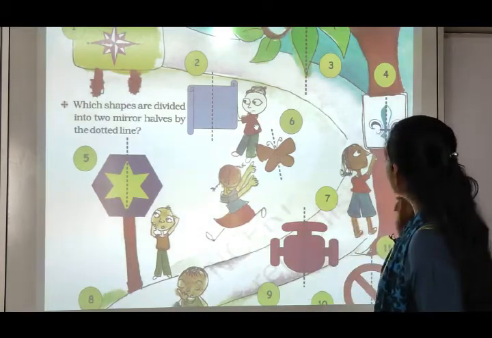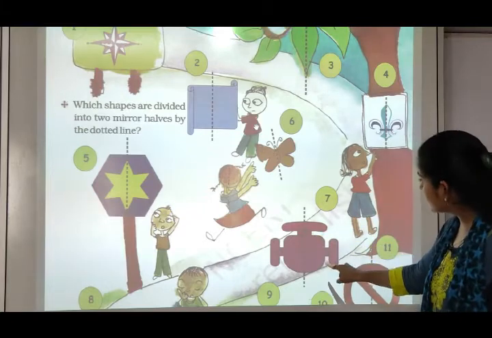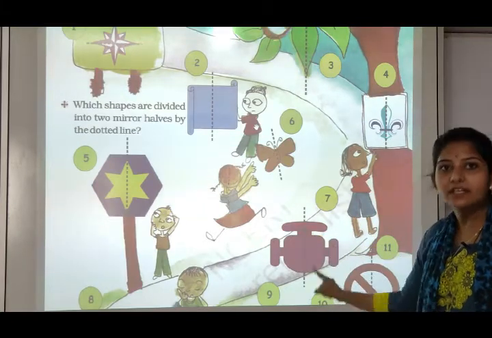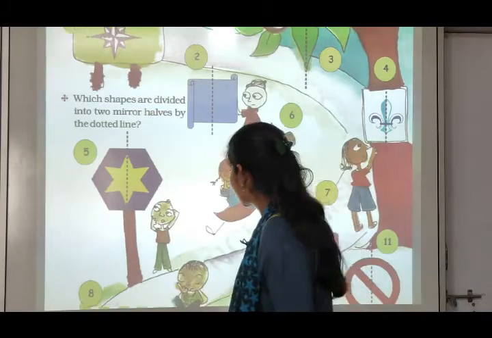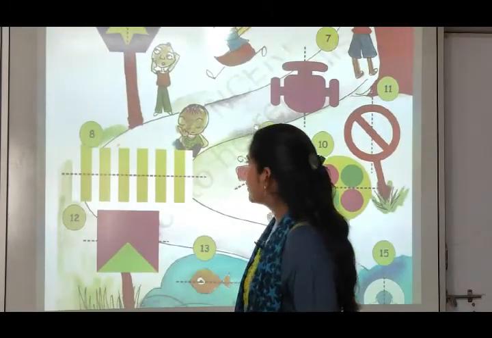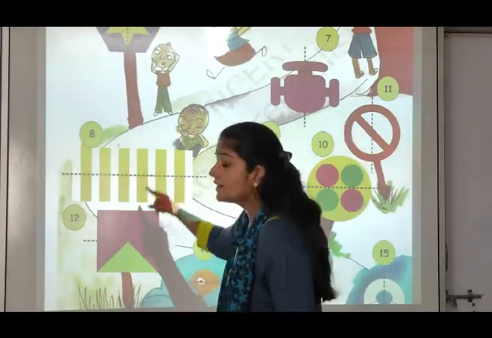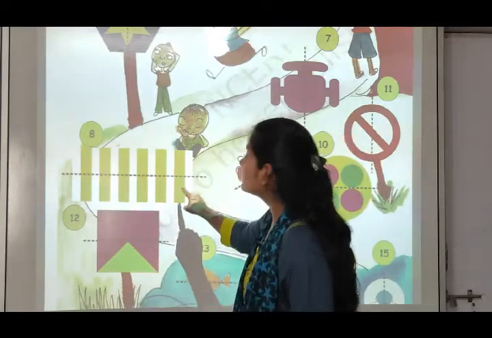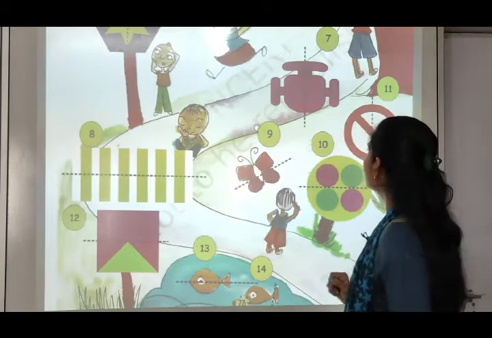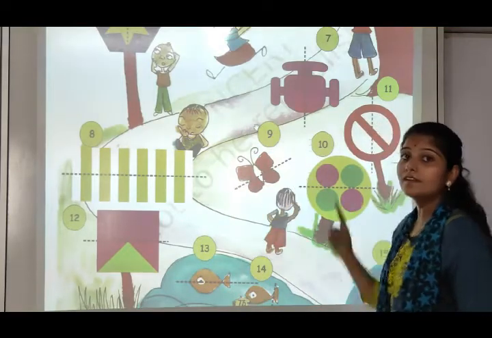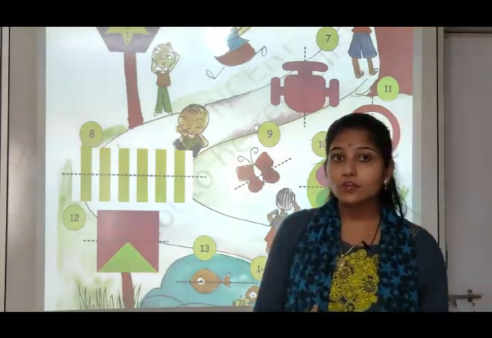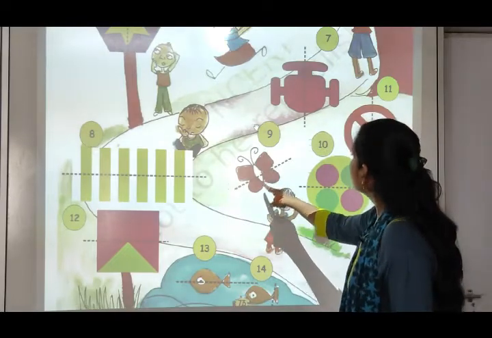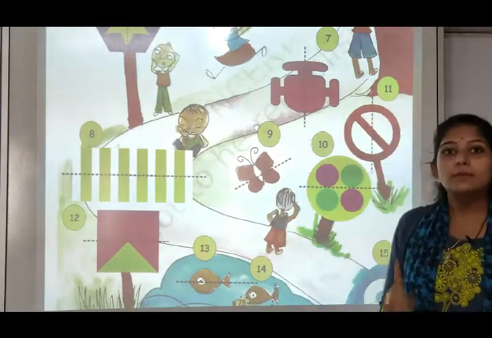Now number 7, you can see the number 7 picture here, and it is a mirror image. Now number 8, you can observe this mirror line and it is equal from both sides. If you cut it, you can see this image is a mirror image. Now number 9 is not a mirror image. You can observe very carefully, this is not a mirror image.